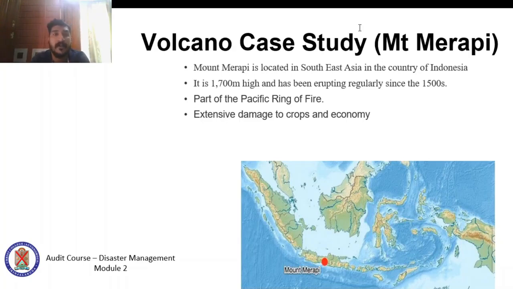There were some positive impacts also due to the Mount Merapi eruption. The ash from the volcano will eventually lead to more fertile soil in the area, and a conservation area has been set up around the volcano where it is unsafe to live. So with this, I am concluding my session on landslide as well as volcanic disasters.